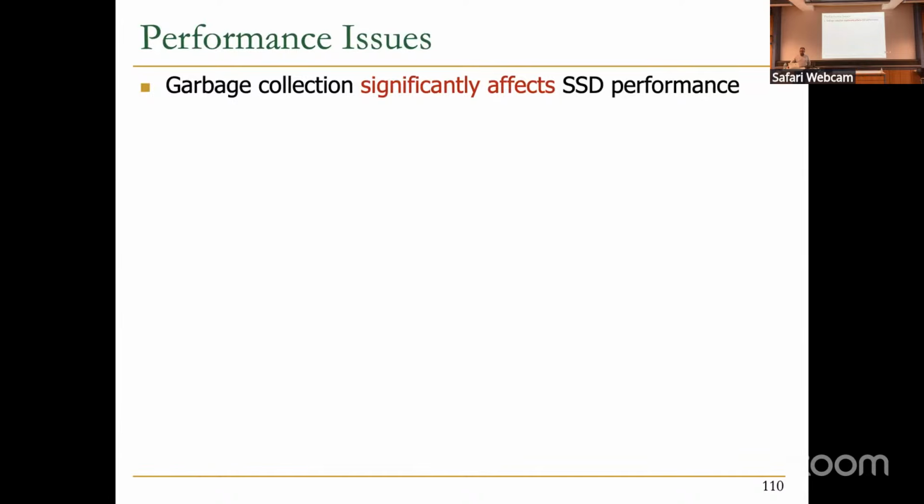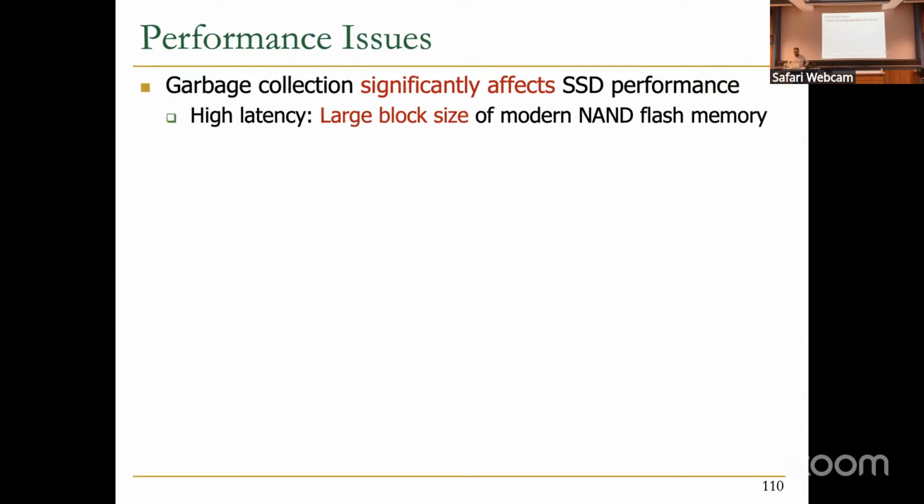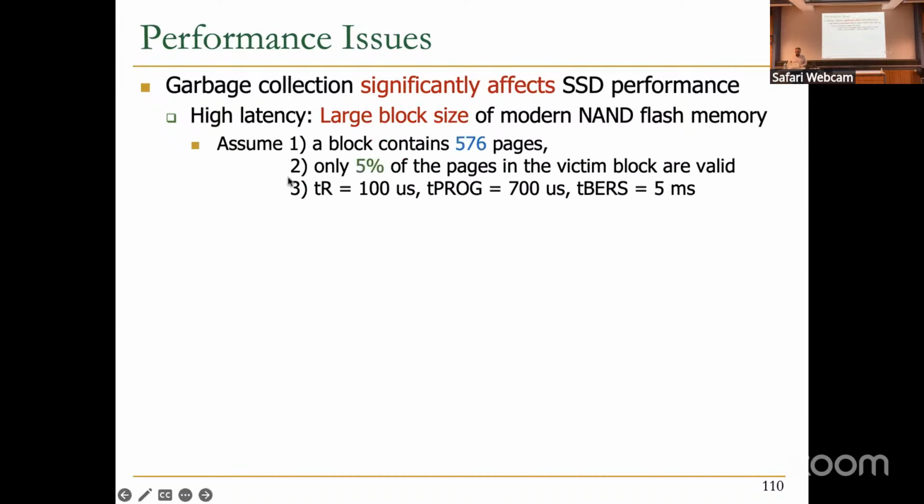So now let's get to some performance issues of garbage collection. Garbage collection significantly affects SSD performance because of the high latency and the large block size that we have. Even if in some SSD, for example, a block contains 576 pages, and only 5% of the pages in the victim block are valid, that's around 28 pages that are valid and we need to copy them.